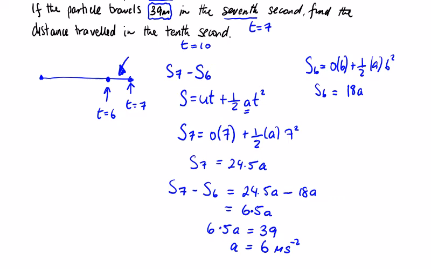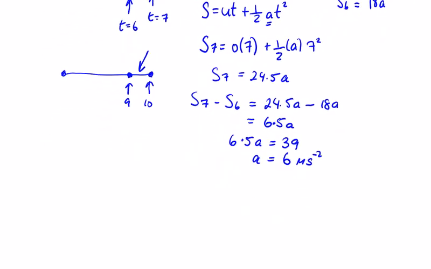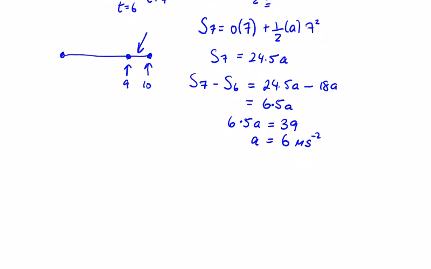So if we want to get the distance traveled in the 10th second, it's the same diagram. Here's the interval between 9 and 10. So we want to get the distance traveled after 10 seconds and take away the distance traveled after 9 seconds. That will give us the 10th second. So S10 is equal to, again, it starts from rest, plus a half times a, which was 6, times 10 squared. So that's 100 times 6, 600 divided by 2, 300 meters.